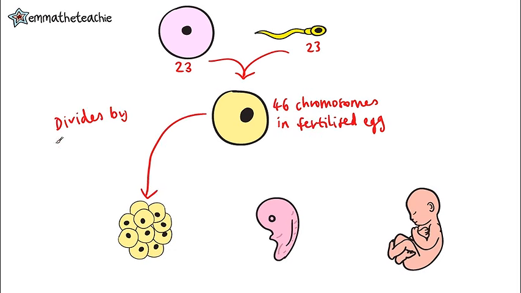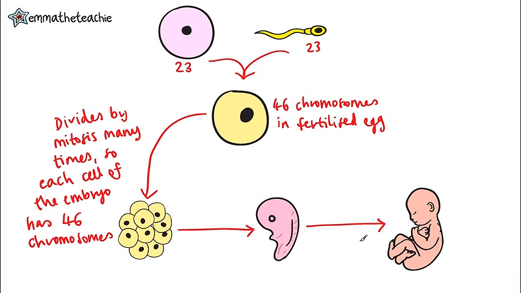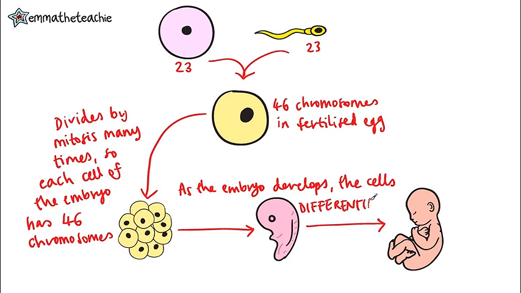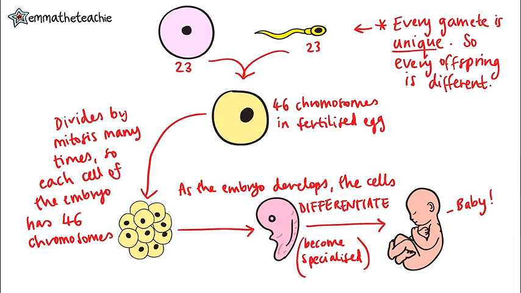The fertilized egg cell will then divide, this time using mitosis. It does this many times to form the early embryo, and each cell of the early embryo will contain the 46 chromosomes. As the embryo develops, the cells of the embryo differentiate. This just means that they become specialized for a particular function, like detecting light in the eyes. Eventually, all the cells are specialized and you have a baby. The last thing to mention is that meiosis makes every gamete unique, so every offspring is different.